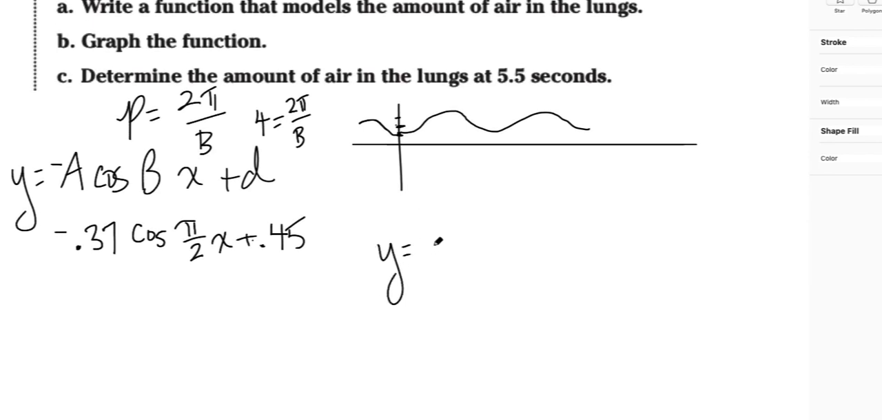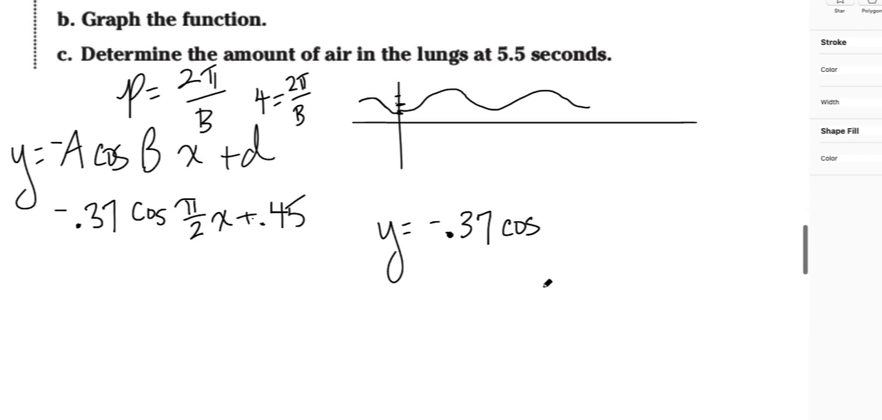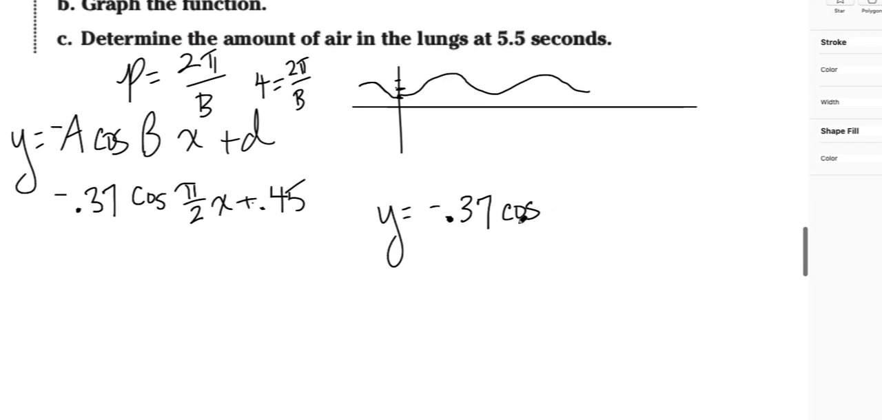So let's go back over what we did. We found that the amplitude was 0.37. We're going to do negative 0.37 because we're flipping the cosine function. We identified the period as 4 seconds, since we have that breathing in and out at 4 seconds. We used the period equaling 2 pi over that b term to get that b was equal to pi over 2, and that's the x value there, plus 0.45.